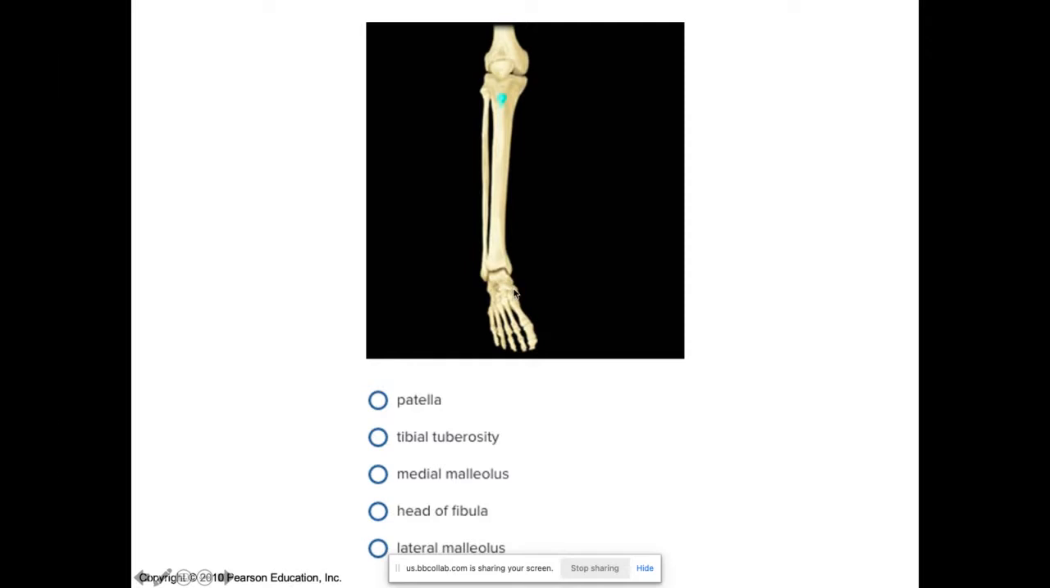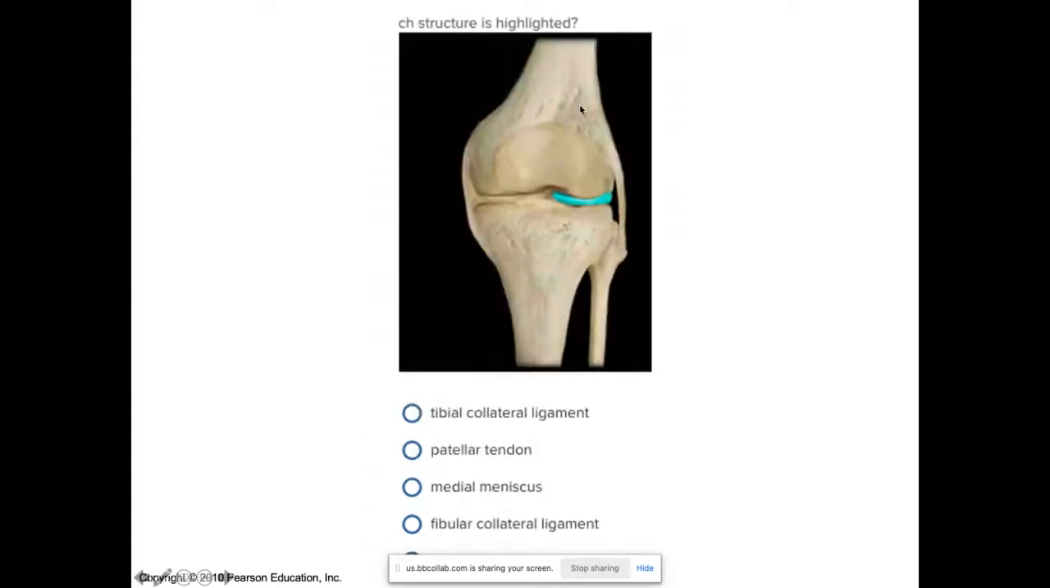In the foot, you have 7 tarsals, and then you have metatarsals, and then you have phalanges. Okay, here is the knee joint, and we're looking at the knee from the back. No, I'm sorry, we're looking at it from the front, my bad. I could see it better here. They removed the patella, they removed the kneecap.